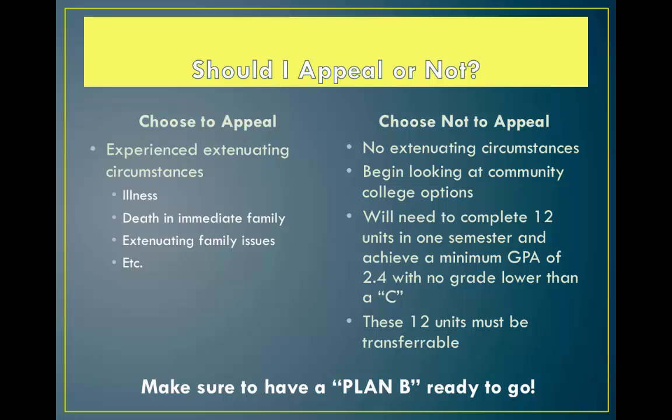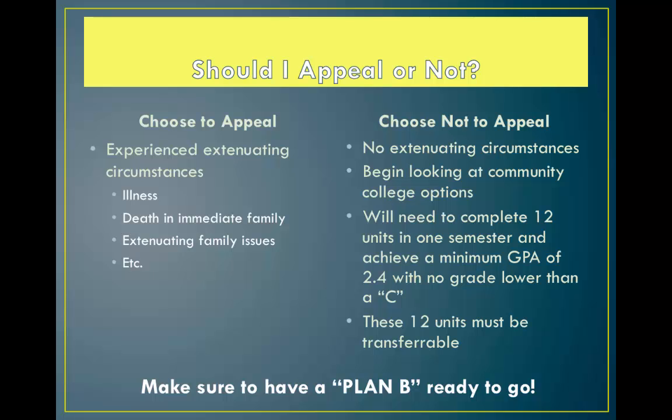Now that we know why students are subject to academic dismissal, the next question to address is whether or not to appeal the dismissal. You may choose to appeal your dismissal if you have extenuating circumstances that led to your poor academic performance. Examples of extenuating circumstances are illness, death in the immediate family, other family issues, and more. You will have a chance to discuss your situation with your dismissal advisor.